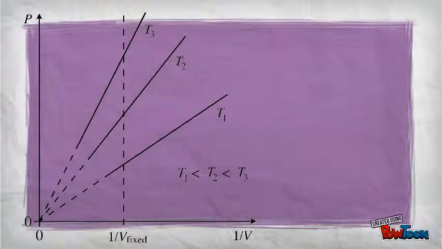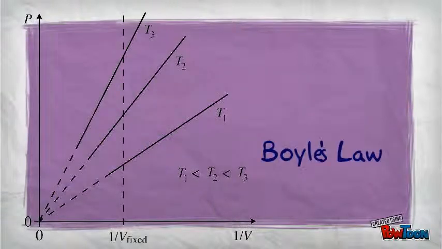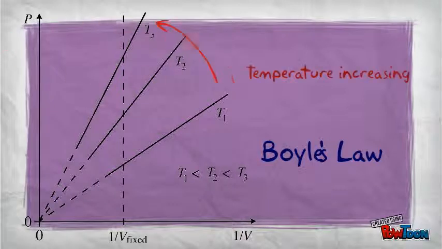So we could plot a graph of pressure against 1 over volume. And that will give us a straight line graph. And we might note that as the temperature increases, the gradient of that graph will increase.